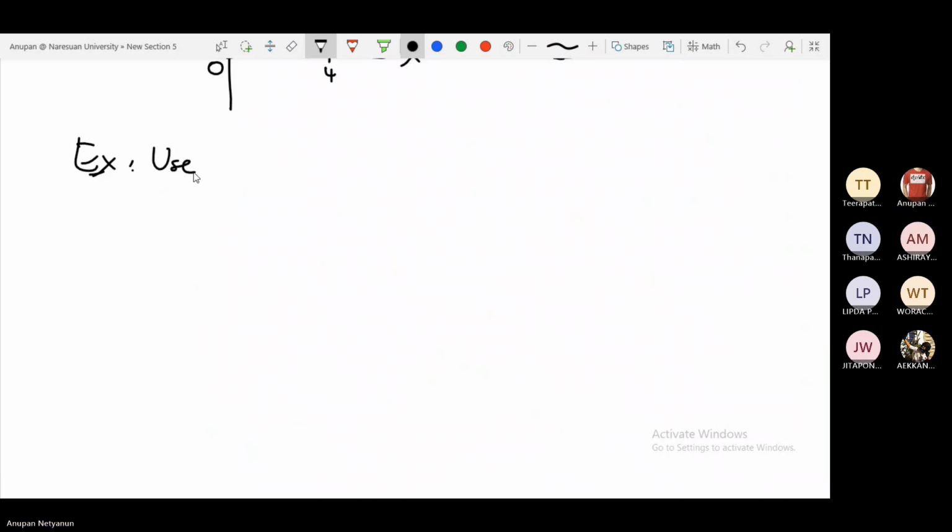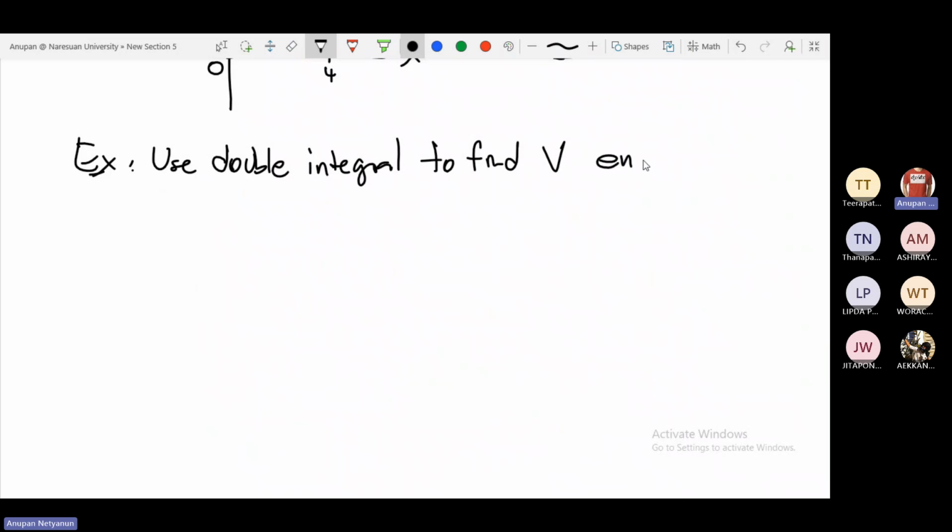Use double integral to find the volume enclosed by x squared plus y squared equal 4.